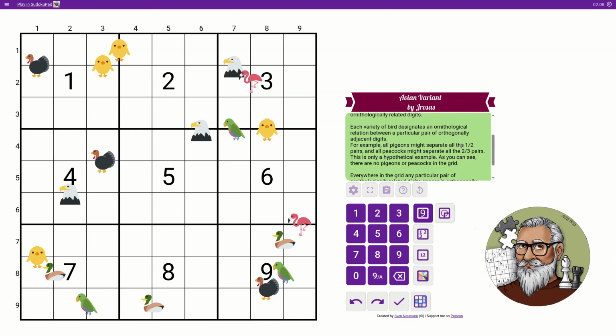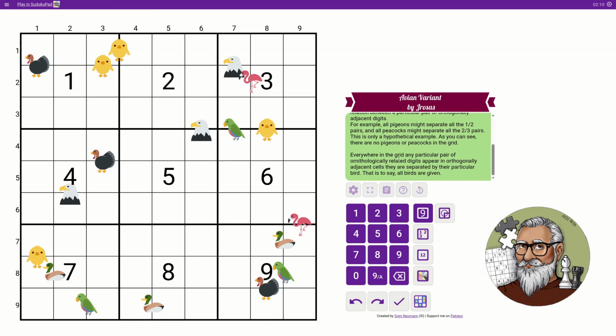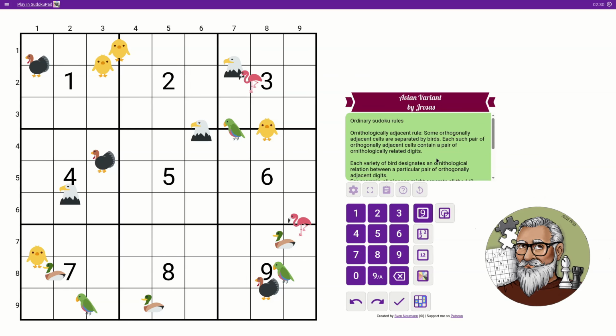Okay. Everywhere in the grid, any particular pair of ornithologically related digits appearing in orthogonally adjacent cells are separated by their particular bird. That is to say, all birds are given. Oh, great. A negative constraint as well. Well, that's it. Hey, I got through reading the rules.